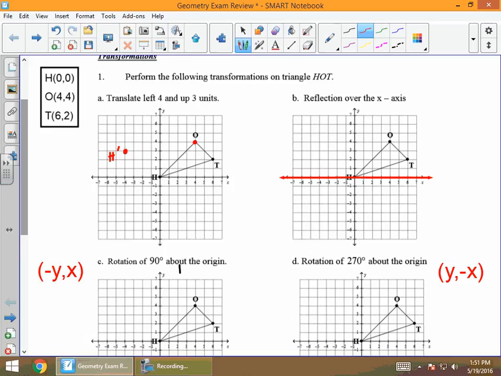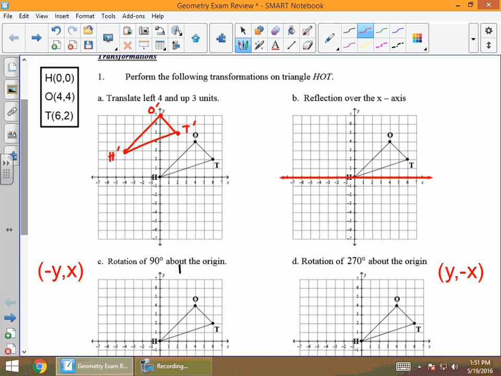If I take a look at O, it is at 4, 4. If I go left 4, 1, 2, 3, 4, and up 3, 1, 2, 3, O will end up way up top. And T, same thing, left 4, 1, 2, 3, 4, and up 3, 1, 2, 3. We'll put T prime in that location. I connect my dots. And that would be triangle H prime, O prime, T prime.